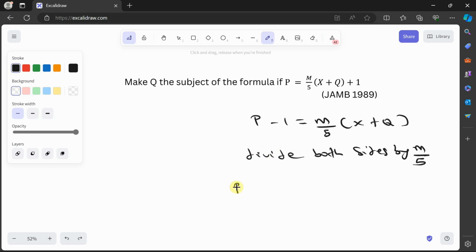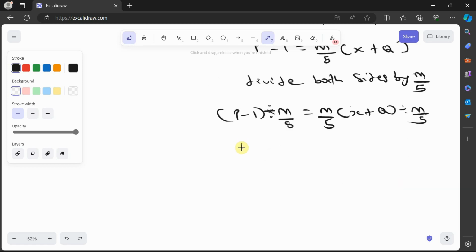So that is p minus 1 dividing m over 5. Oh, sorry, not multiplying, dividing m over 5 open brackets x plus q divided by m over 5. So this is p minus 1 multiplying 5 over m is equal to m over 5 open brackets x plus q multiplying 5 over m. So 5 will cancel 5, m will cancel m.